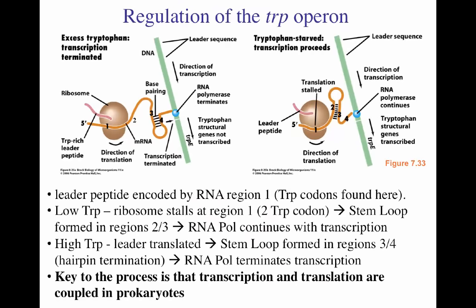So the key process that ensures that attenuation works is the fact that in bacteria, transcription and translation are coupled. Therefore, they're happening inside the cytoplasm. In eukaryotes, as you know, transcription occurs in the nucleus and translation occurs in the cytoplasm. So the process of attenuation will not work in a eukaryotic cell.